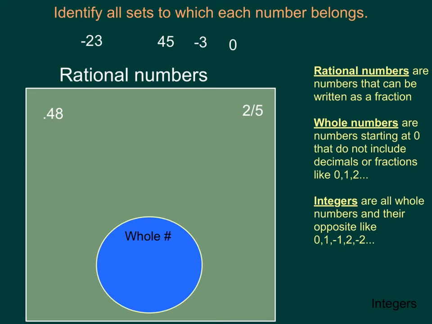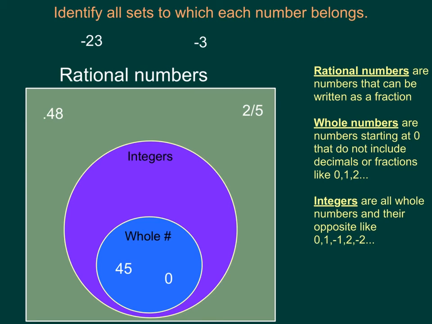Some rational numbers fall into other sets of numbers as well. So another set of numbers is whole numbers. So whole numbers are rational numbers, but they're numbers that start at 0 and they're wholes, they're not decimals. So 0, 1, 2, 3, numbers like that. So we can move 45, that would be a whole number, and so would 0. So 0 is a rational number, and it's also a whole number.